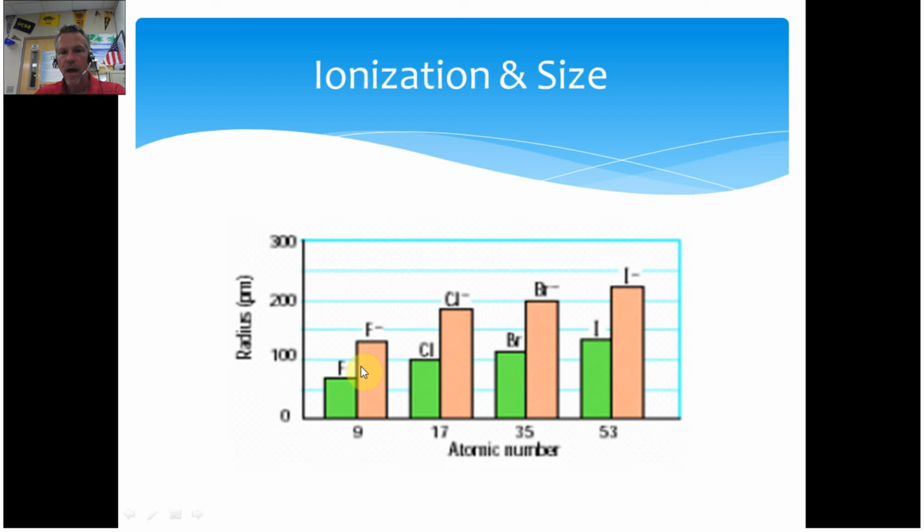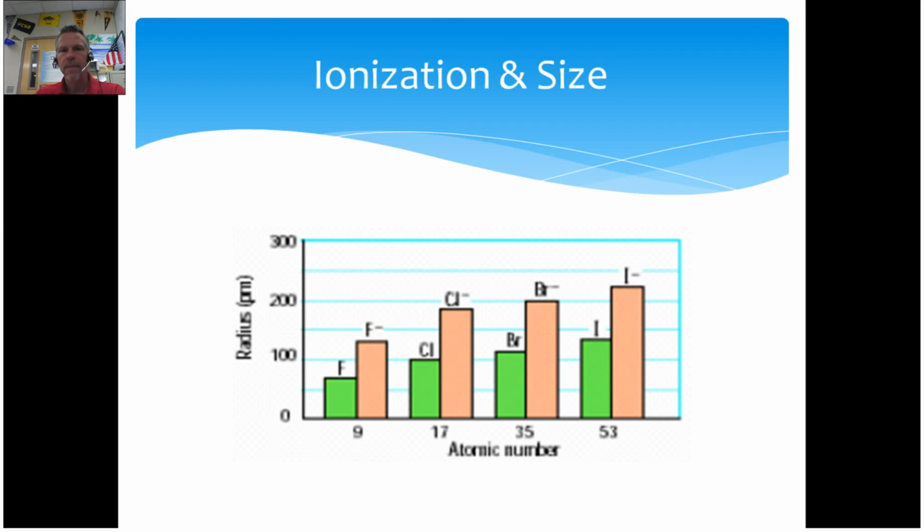Okay. Opposite is true when you're making anions. So where's my cursor? Here's fluorine, and here's the fluorine ion. So as you move from the atom to the ion, by adding an electron, your radius increases in size.